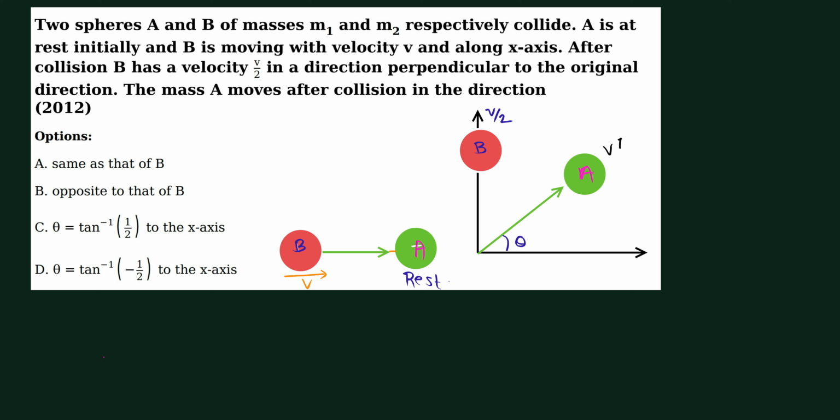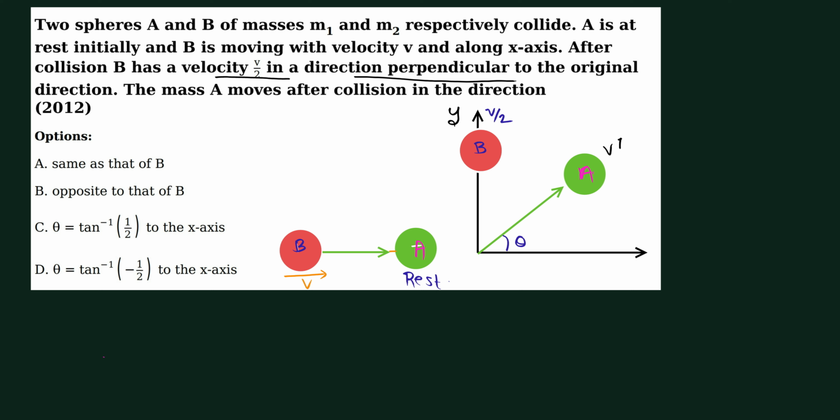B has a velocity v by 2 in this direction. You see this is the y-axis. The B moves in the y-axis direction with the speed v by 2, perpendicular to the original direction. The mass A moves after collision in a direction we don't know. Now B moves along the y-axis direction with the velocity v by 2. We don't know the direction of ball A. So where will it move?